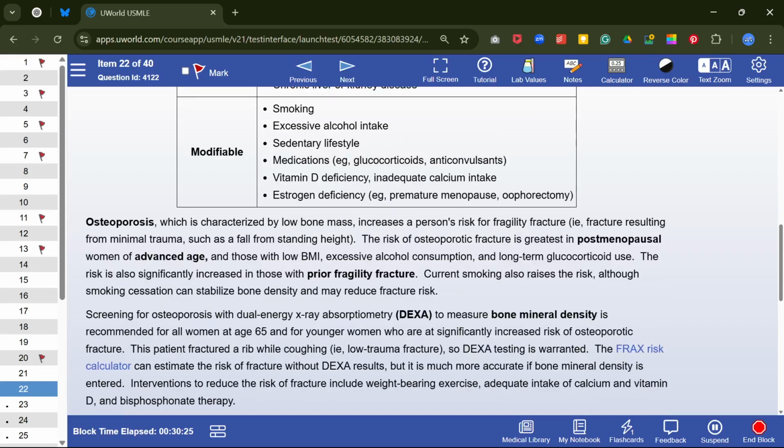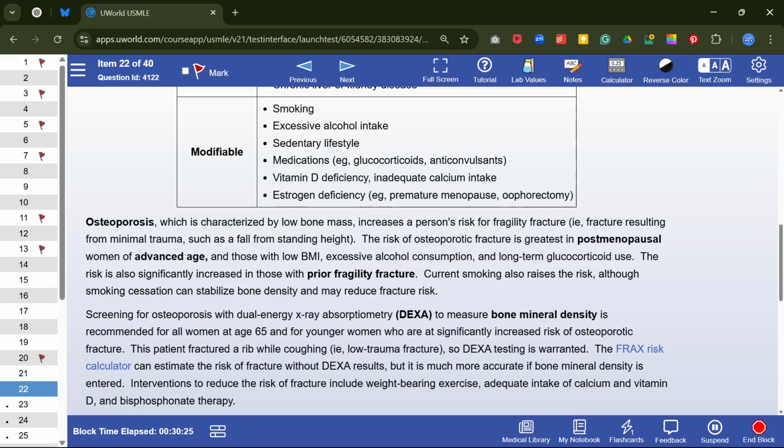Osteoporosis, which is characterized by low bone mass, increases a patient's risk for fragility fracture, fracture resulting from minimal trauma such as a fall from standing height. The risk of osteoporotic fracture is the greatest in postmenopausal women of advanced age and those with low BMI.